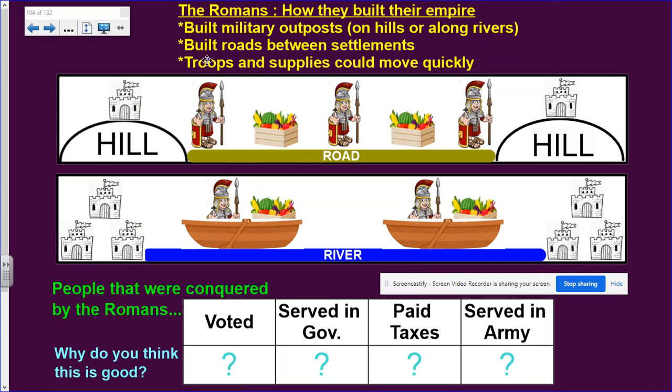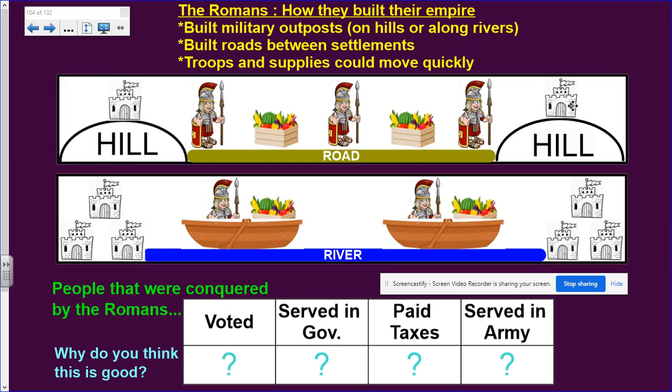Okay, and the first bullet point here says that they built military outposts, what we today would call a fort, on hills or even along rivers. So that's what all of this information down here is that you guys have put into your notebooks already. So if you notice in example one here, I have this hill and this hill, and I have this military outpost and this military outpost.